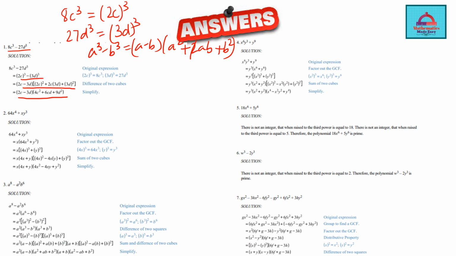Next is 64x to the power 4 plus xy cube. Now you first take the common factor outside, which is x, and write this in this manner. Again, 64x cube can be written as 4x whole cube, and y is already in cube form, so a cube plus b cube can be used here. So this is the expansion, sum of two cubes, and on simplification you get this one.